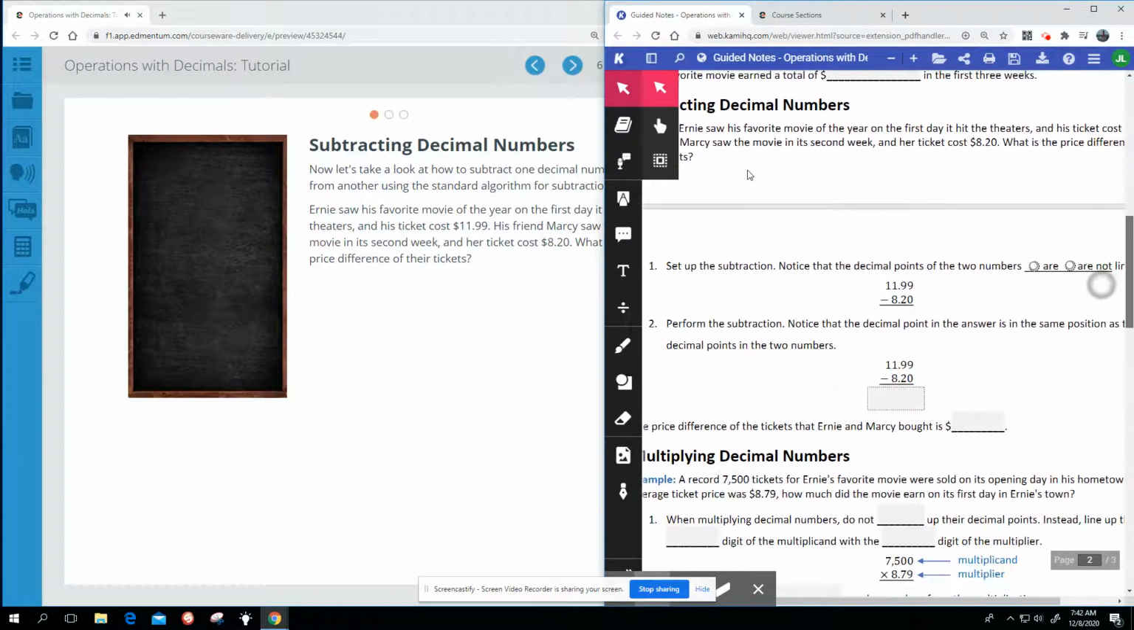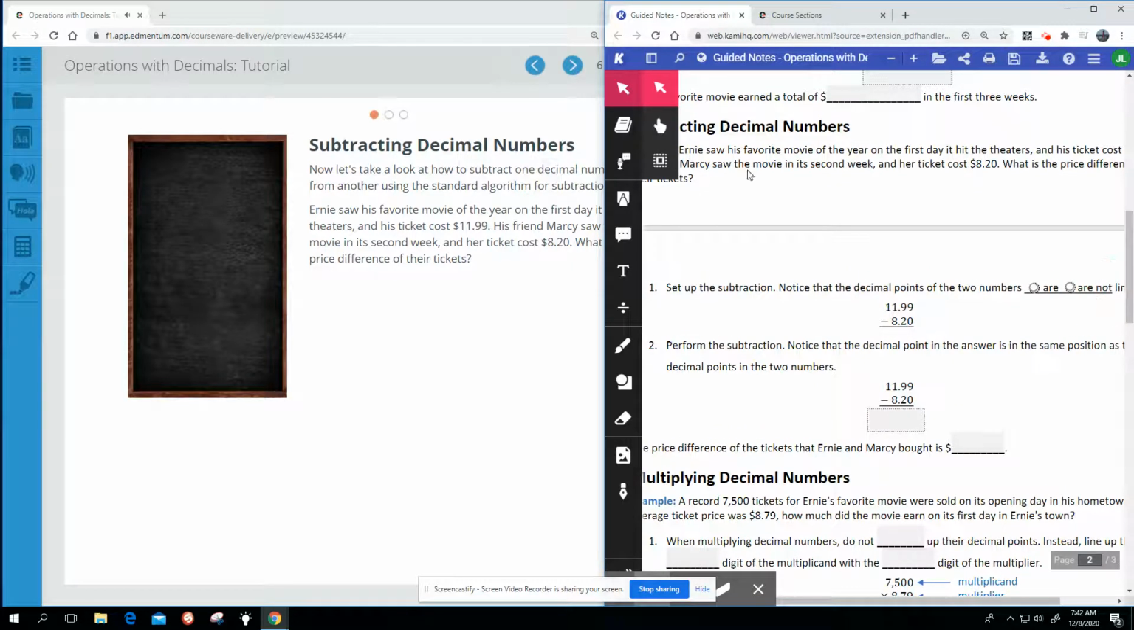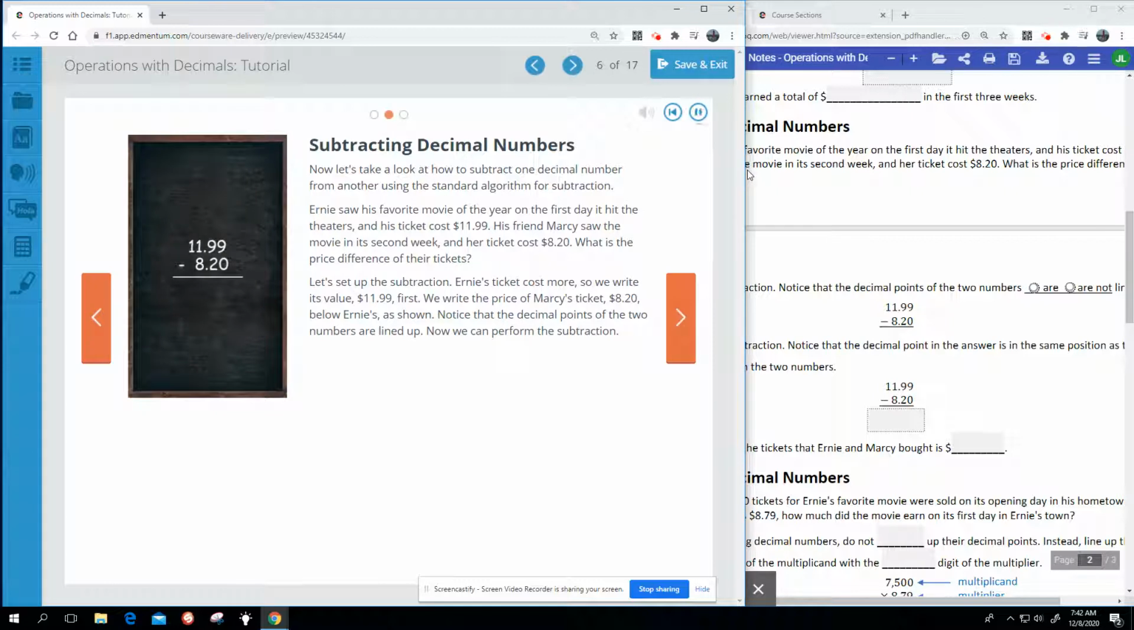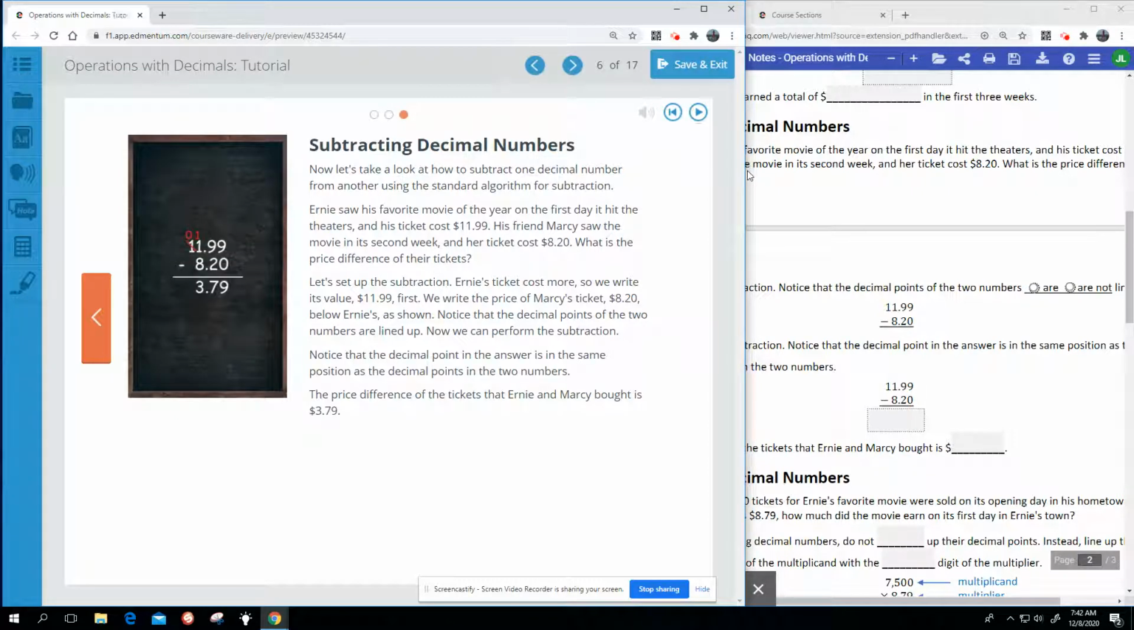Let's set up the subtraction. Ernie's ticket cost more, so we write its value, $11.99, first. We write the price of Marcy's ticket, $8.20, below Ernie's, as shown. Notice that the decimal points of the two numbers are lined up. Now we can perform the subtraction. Notice that the decimal point in the answer is in the same position as the decimal points in the two numbers. The price difference of the tickets that Ernie and Marcy bought is $3.79.